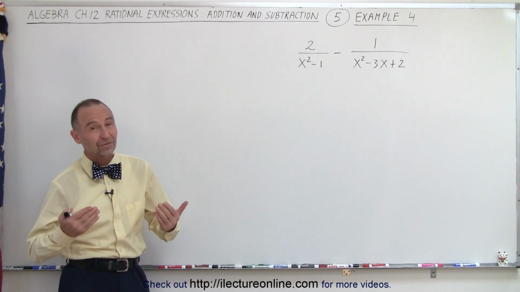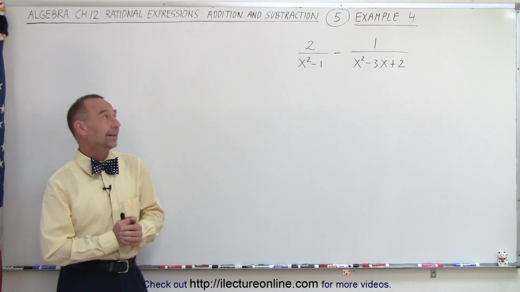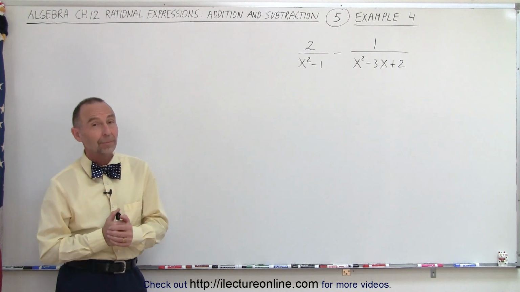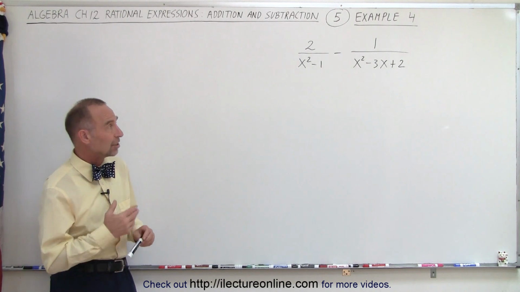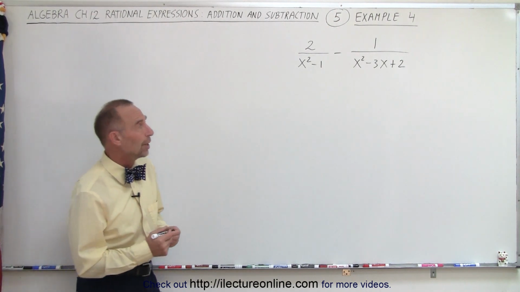Our next example requires us to subtract two rational expressions. To do that, they need to have the same common denominator, and before we can find the common denominator, we need to factor both denominators to see what the missing factors are in each denominator. So let's go ahead and do that.